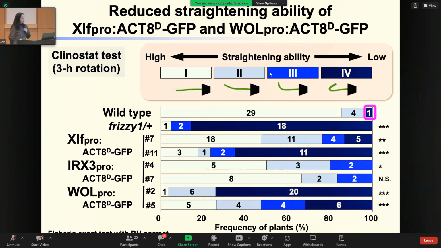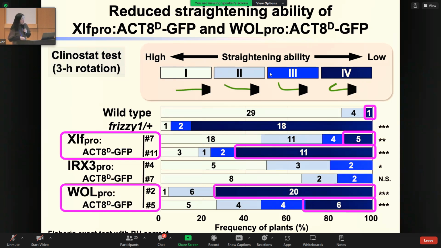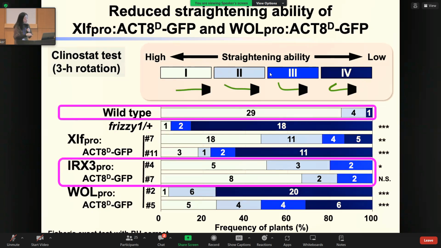The FRIZ1 mutant expresses ACT8D in most tissues of the inflorescence stems. Expression of ACT8D driven by the 11F promoter or WL promoter increased the frequency of plants exhibiting pattern 4 behavior. On the other hand, expression of ACT8D driven by the IRX3 promoter did not significantly affect the wild type behavior.